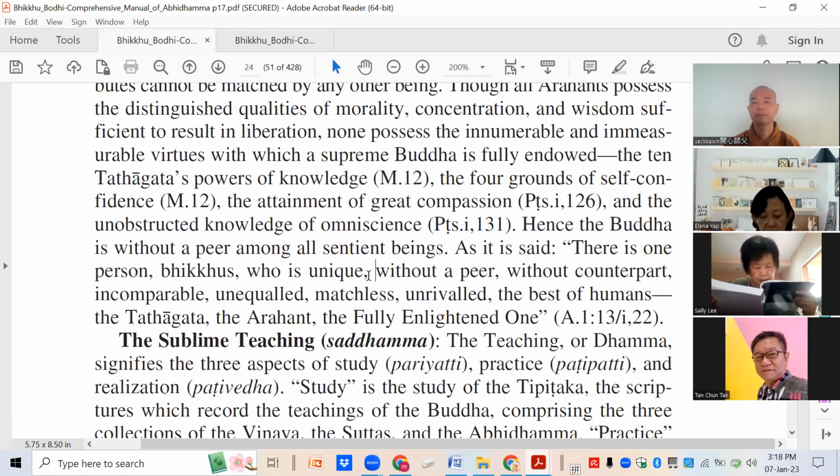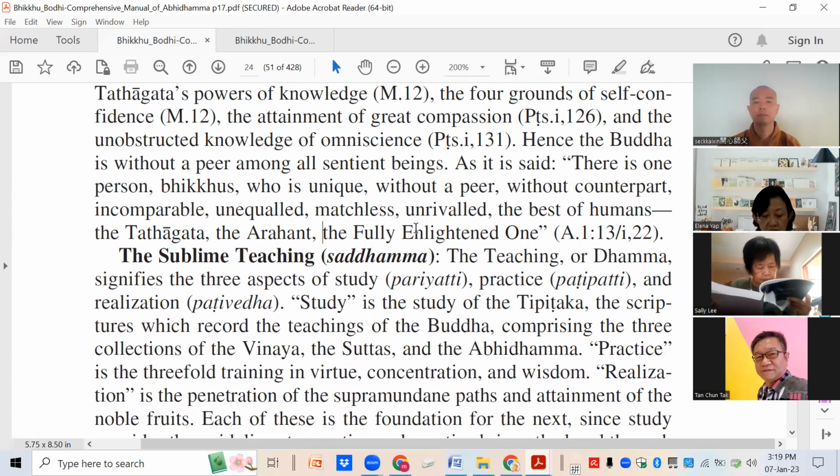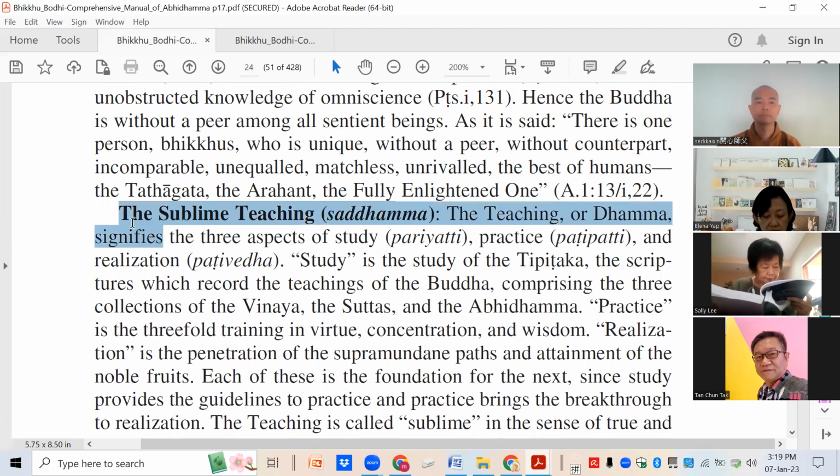As it is said, there is one person, bhikkhus, who is unique, without a peer, without counterpart, incomparable, unequaled, matchless, unrivaled, the best of humans: the Tathagata, the Arahant, the fully enlightened one.